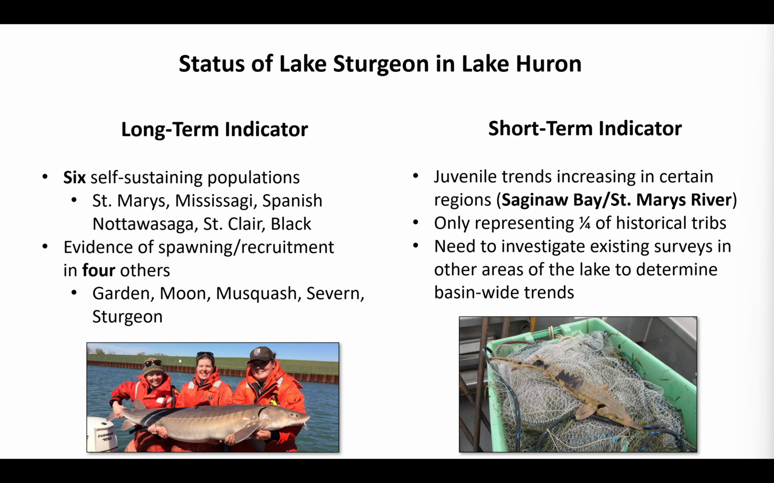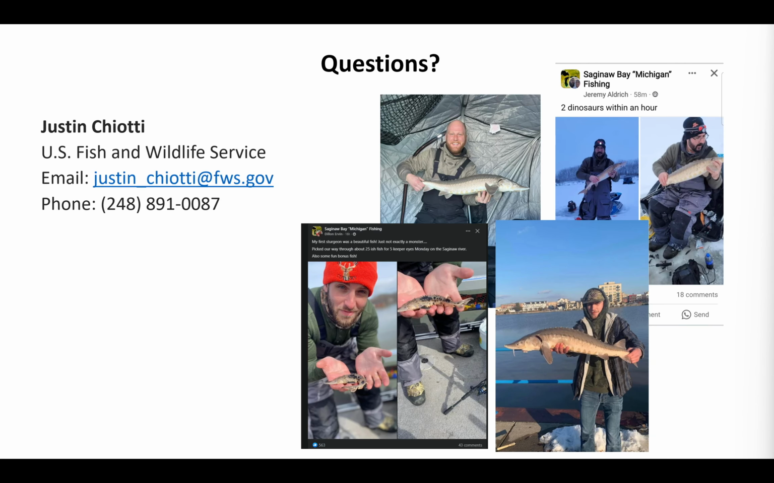One of the caveats to this data is that this is only representing about a quarter of the historical tribs, right? I said there was 33 tributaries that contain self-sustaining populations, but in these areas, because we have to stick to these specific regions, we're not covering the whole lake that well yet, so we're hoping to incorporate some of these other surveys to get a better indicator of juvenile trends basin-wide.